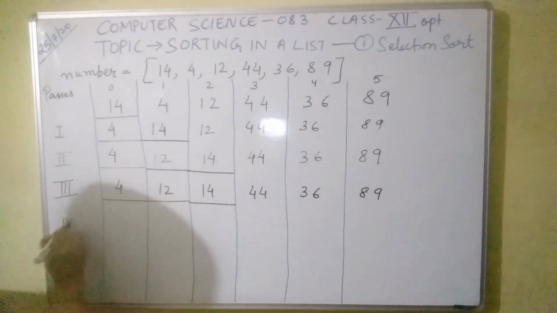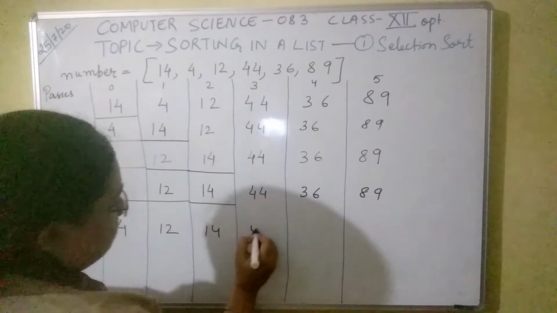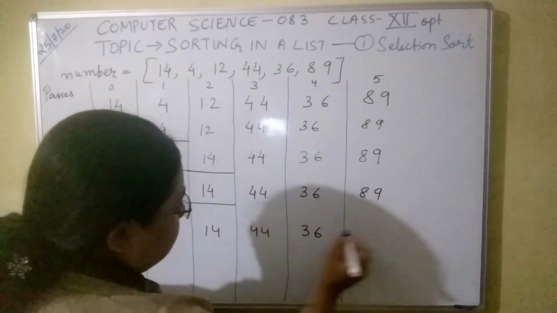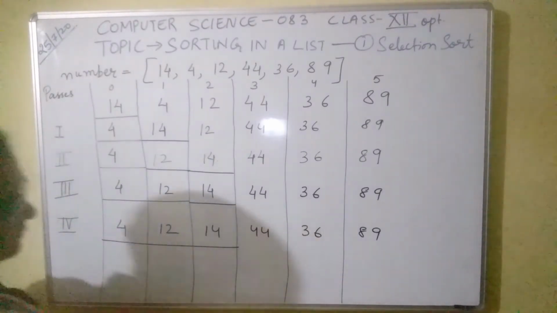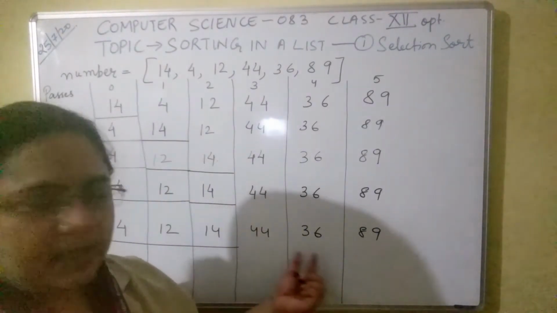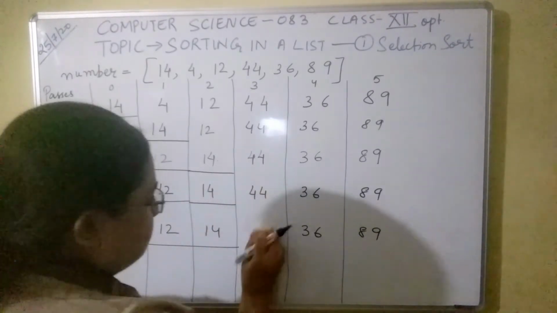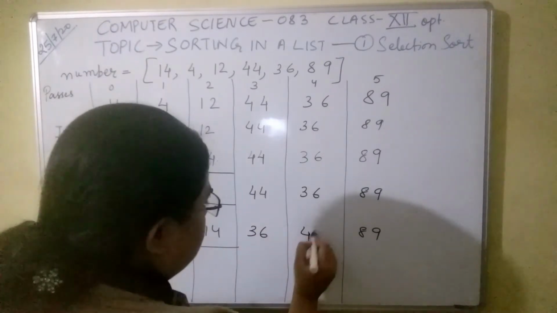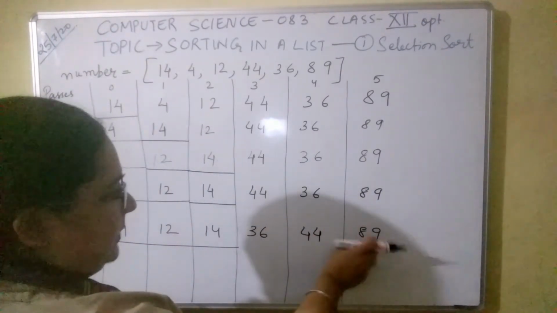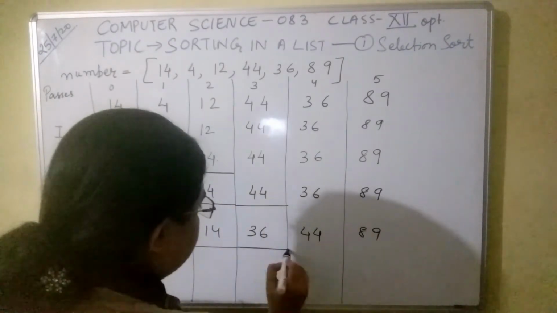Come to the fourth pass. These three are already fixed. We start with 44. Is it less than 36? No. So here it will be swapped, 36 here and 44 over here. Now 36 compared with 89, it is less. So its position is also fixed.